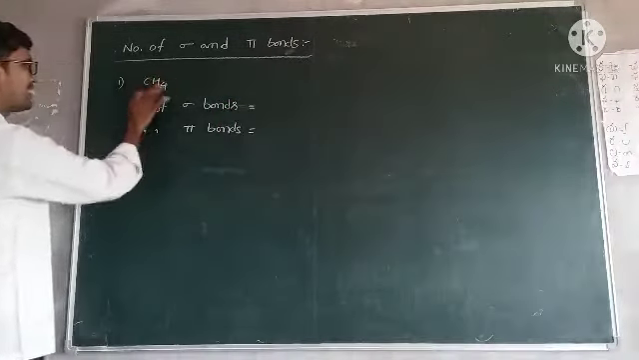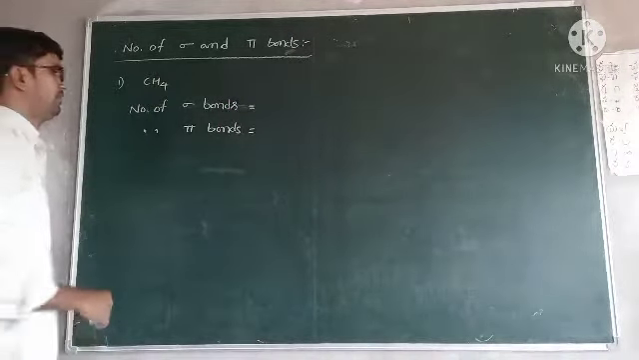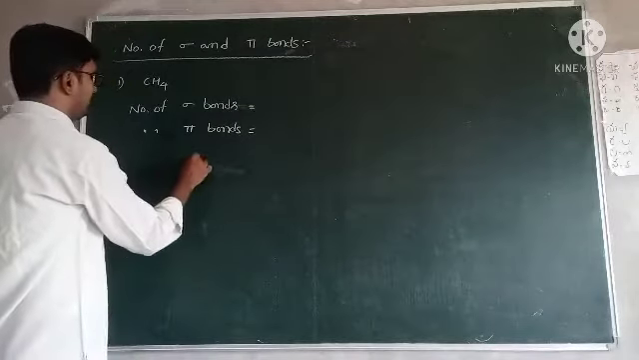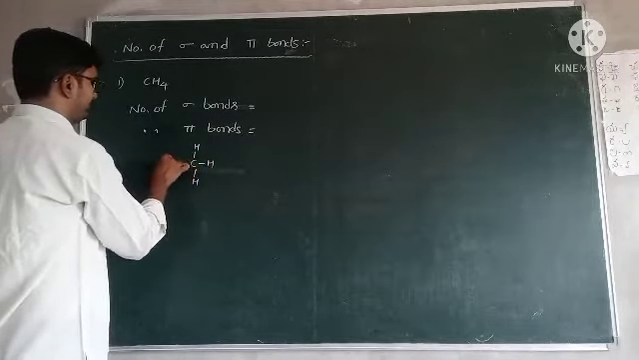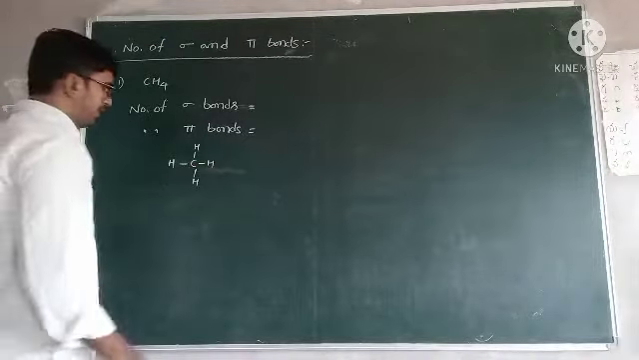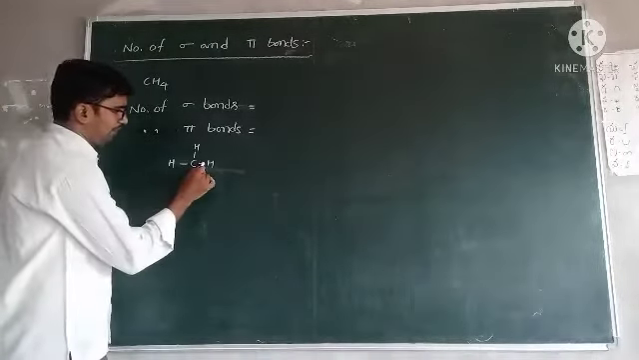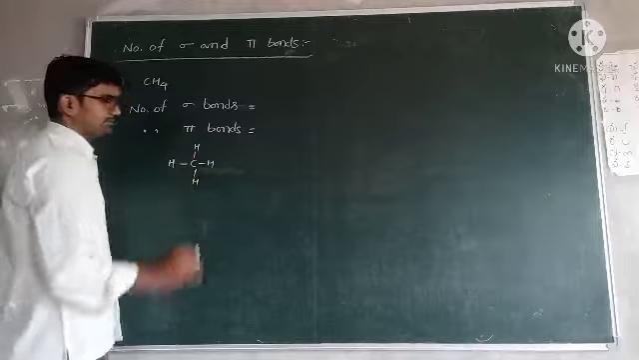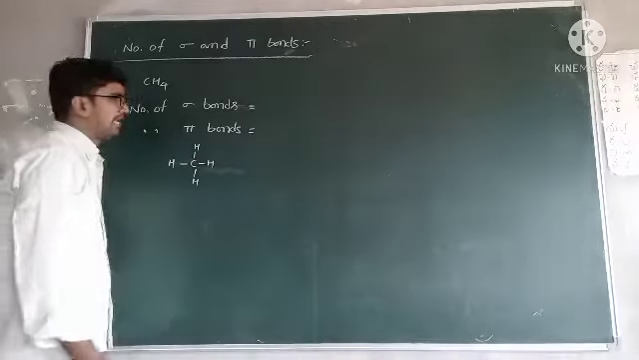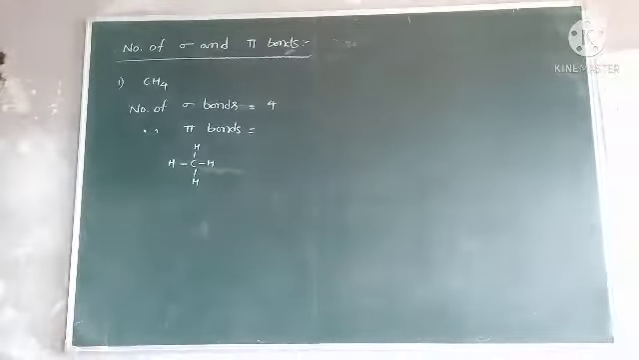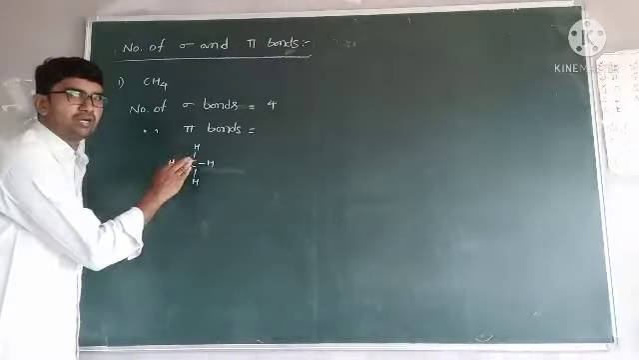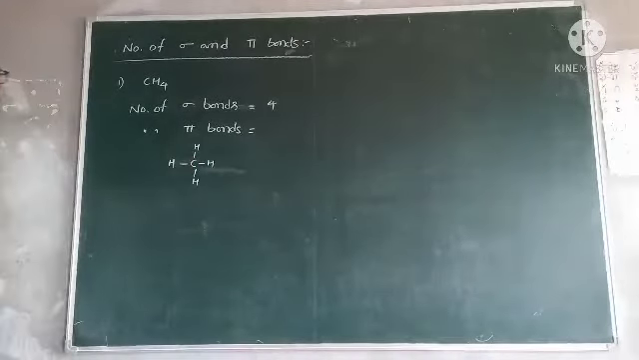Okay, just write this structure in open form. In open form, this is the CH4 structure. It is very easy. In this one, 1, 2, 3, 4. Total how many sigma bonds are there? 4 sigma bonds are there. But there is no double bond or triple bond, which means there are no pi bonds.